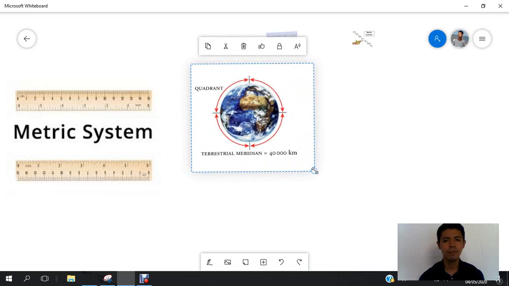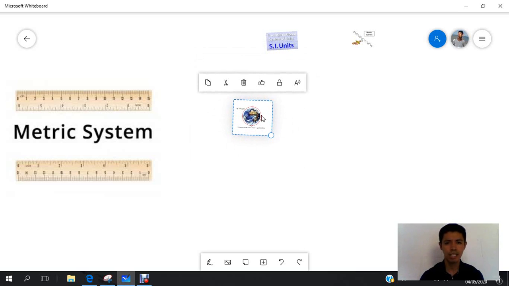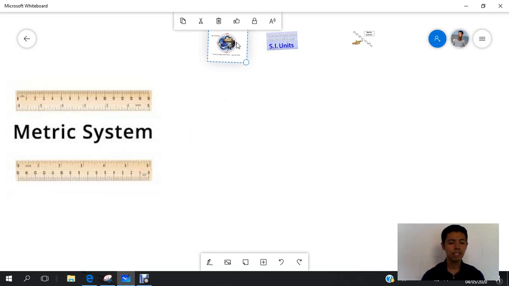It means that if you divide the meridian into 4 parts, and you take one, and you divide that part into millionths, and you take one of those millions, you will have something like this. And to that distance, we call it meter. All the other units in the metric system are based on that basic unit, the meter.